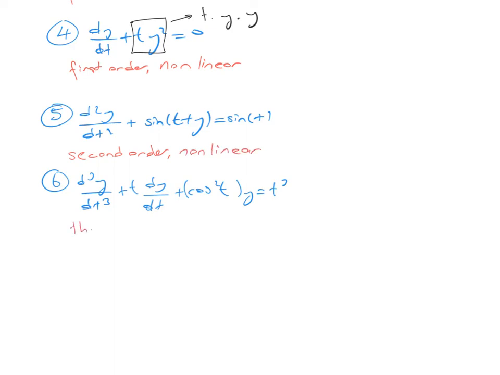This is a third order differential equation, and this term in front of the dependent variable y is a function of independent variable t, so it doesn't spoil the linearity of these differential equations. And also the other coefficients don't spoil the linearity of the differential equation, so this equation is linear.